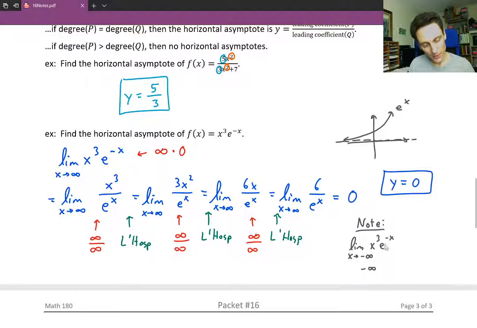And if you plug a large negative number into e to the negative x, the negatives cancel to give you a large positive number, and e to large positive numbers goes to large positive numbers. So e to the negative x will go to positive infinity as well. And an infinity times an infinity is going to be an infinity. In fact, this is going to negative infinity. So no horizontal asymptote when x approaches negative infinity. As x goes to the left, the y values are just going down to negative infinity. So no horizontal asymptote in this direction, but it's good to check.